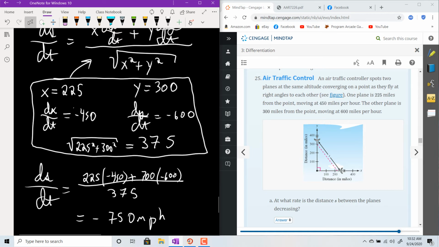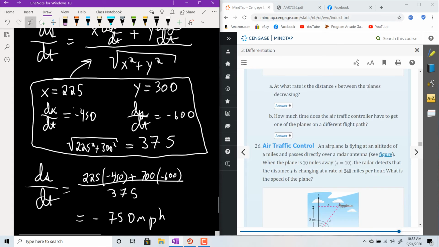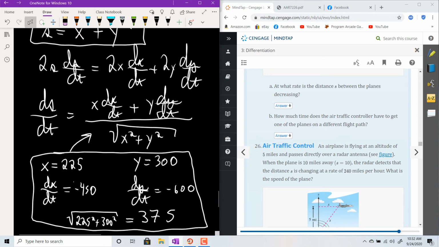The rate is almost twice as fast as the rate of the x plane, the plane on the x distance. Okay. How much time does the air traffic have? Well, a half hour. We already said at the beginning it's going to take a half hour before they hit each other.